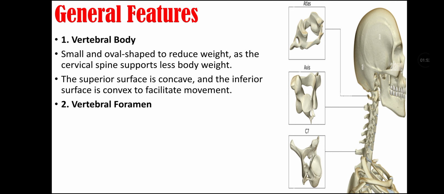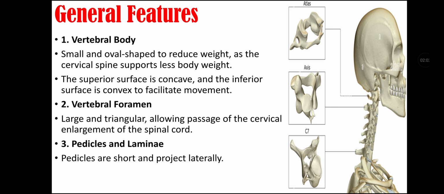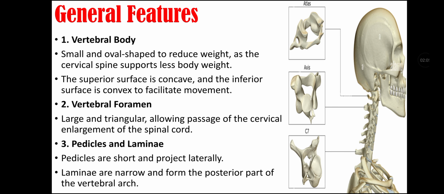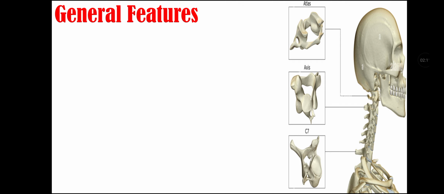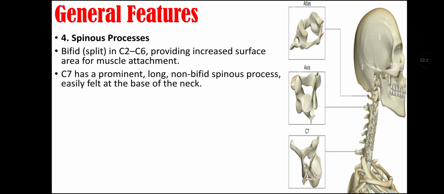Second part of cervical vertebra is vertebral foramen. It is large and triangular that allows passage of cervical enlargement of spinal cord. Third is pedicles and laminae. The pedicles are short and project laterally, and then there are laminae that are narrow and that form posterior part of vertebral arch. Then there's spinous process that is bifid in C2 to C6 that provides increased surface area for muscle attachment. And C7 has a prominent long non-bifid spinous process that is easily felt at the base of the back.